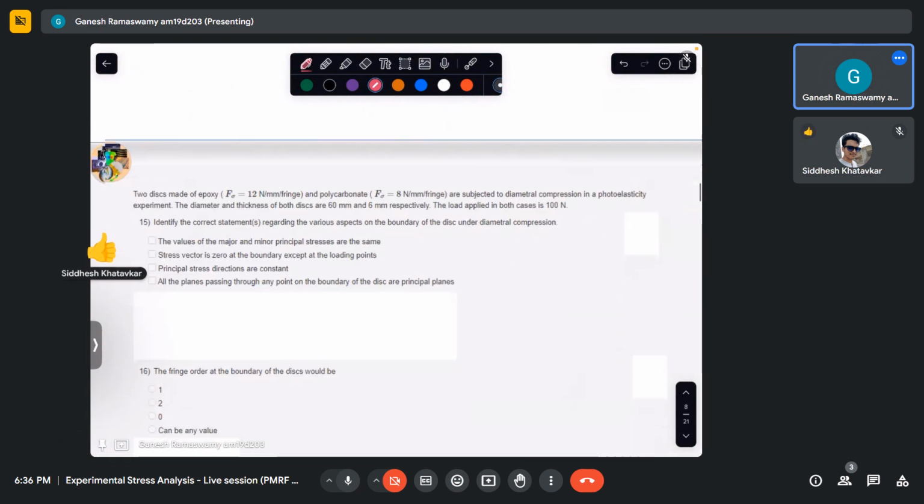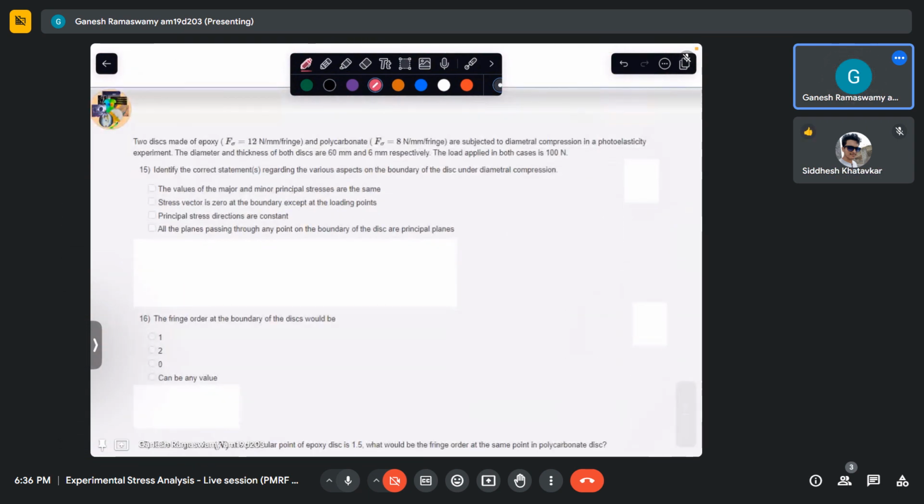Okay, let us look at this question. It says two discs made of epoxy, F sigma is 12 Newton per mm per fringe, and polycarbonate, F sigma is 8 Newton per mm per fringe. So F sigma for epoxy is 12, F sigma for polycarbonate is 8 per mm per fringe, are subjected.